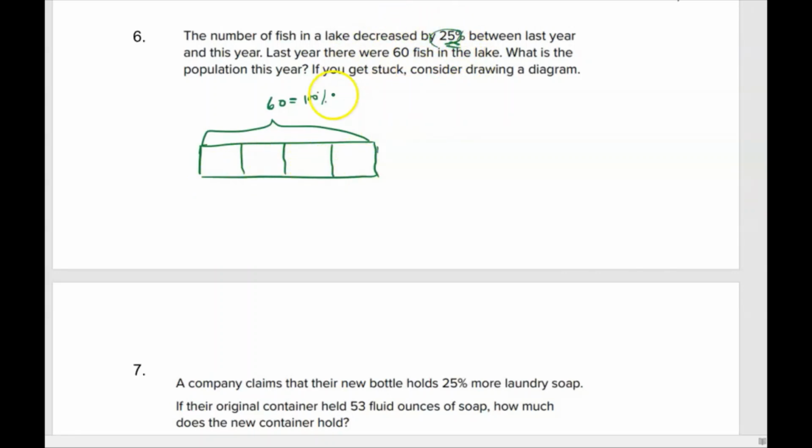Okay, so if I broke 60 down into 2 chunks, I know it would be 30 and 30. Well, what's half of 30? That's 15. So 15, 15, 15, and 15, right? And it says it decreased by 25%. So that means I have to take one of these quarters away. It decreased by 15 fish. And the question is, what's the population this year? If it was at 60 and it decreased by 15 fish, this year's population is 45 fish left.